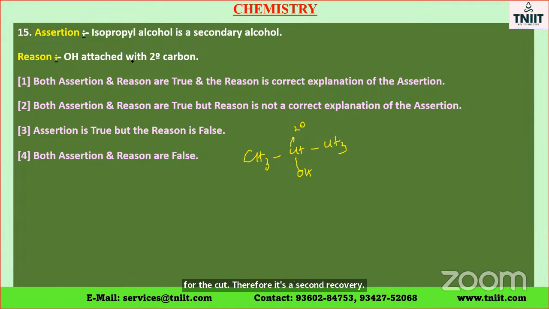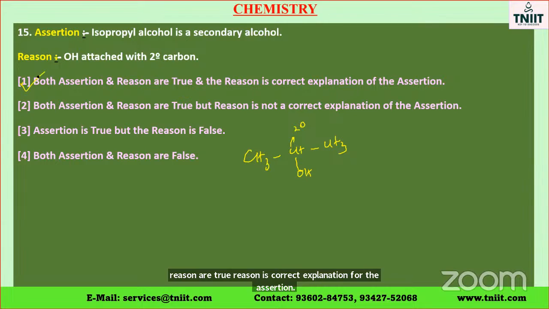Now, isopropyl alcohol is a secondary alcohol. OH is attached to a secondary carbon atom. Both assertion and reason are true. Reason is the correct explanation for the assertion. Therefore, the answer for this question is option 1.